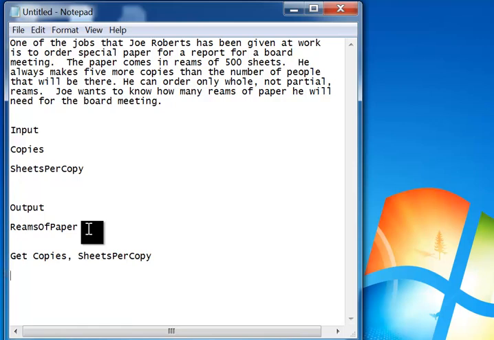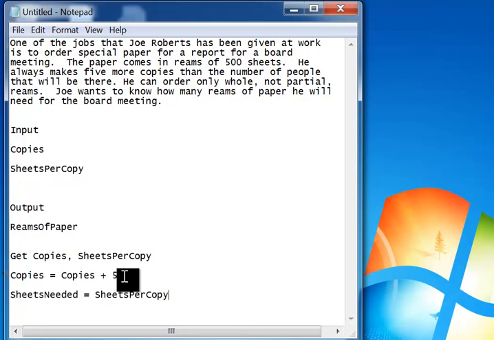Well, my copies is going to actually be, if you remember what he said, copies we actually need plus 5, because Joe always makes 5 more. So I'm sort of accumulating here, right? So whatever the copies were coming in, I'm going to add 5 to it, and that's going to be my new number here. Then my sheets of paper, sheets needed we're going to say, which is going to be a new variable, will be equal to sheets per copy. So if our report is 20, let's say it's 20 pages long, it's going to be 20 times my copies, is it not?